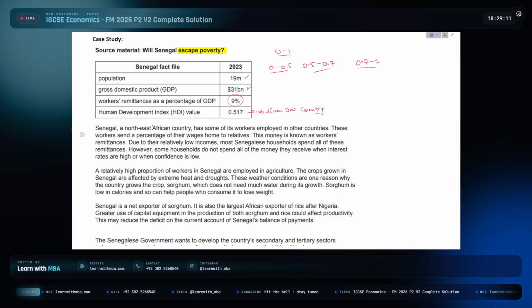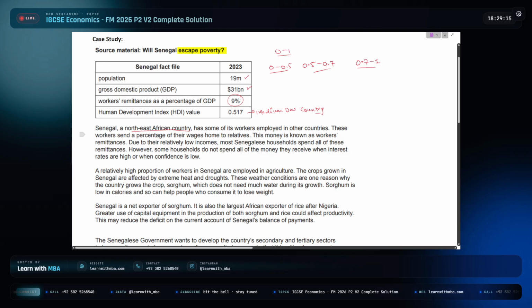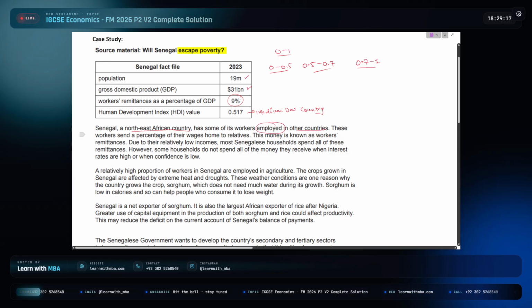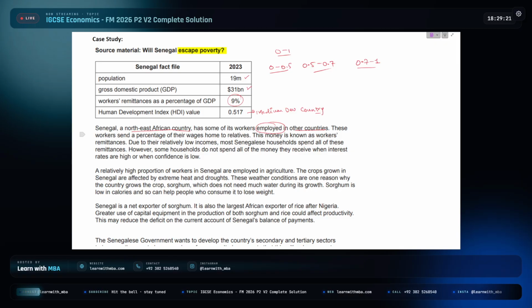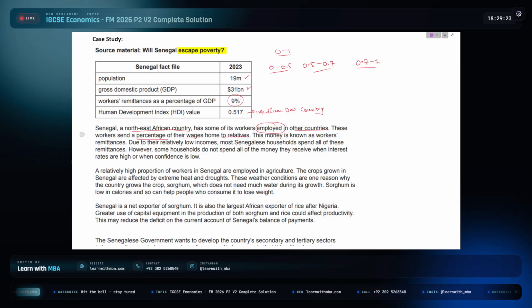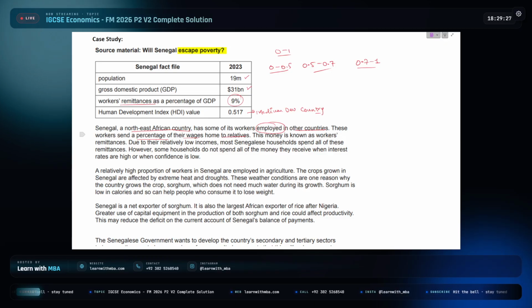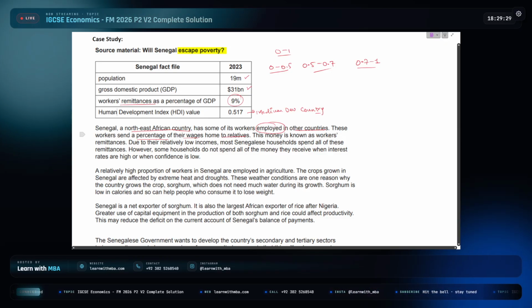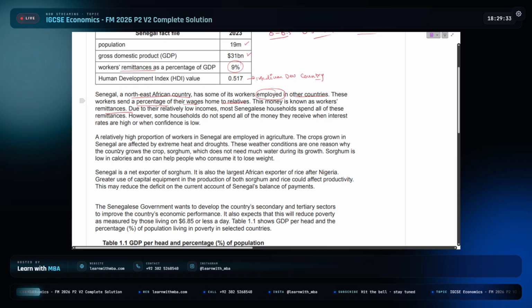Then it says that Senegal, a northeast African country, has some of its workers employed in other countries. So that means its workers are working abroad. These workers send a percentage of their wages home to their relatives. Again, that's what we call remittances, and this money is known as workers' remittances. So the case already directly tells you what it is.